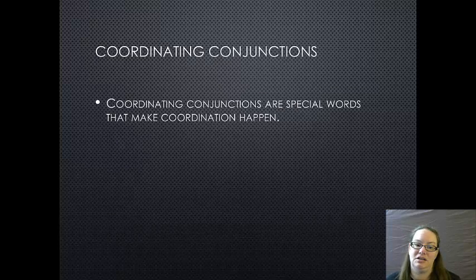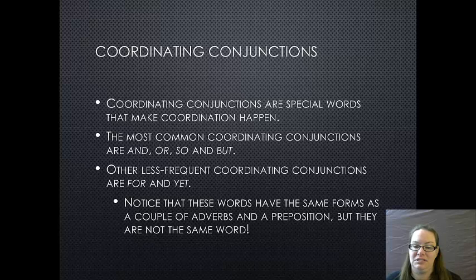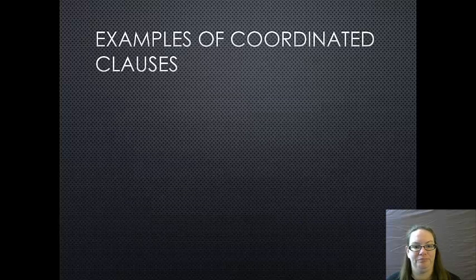Coordinating conjunctions are special words that make coordination happen. The most common ones are and, or, so, and but. We also see for and yet, which are a little bit less common. And then the coordinator nor as well. Notice that some of these words have the same form as other words, like prepositions, but they don't behave in that same way.